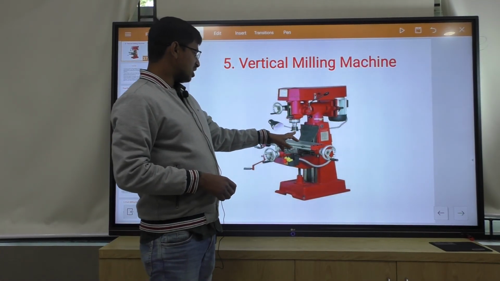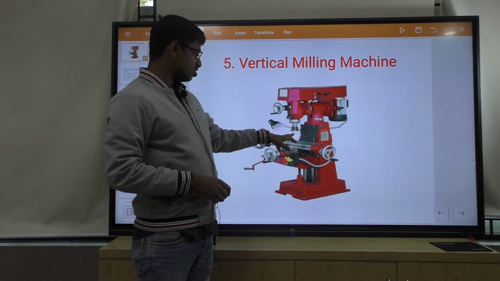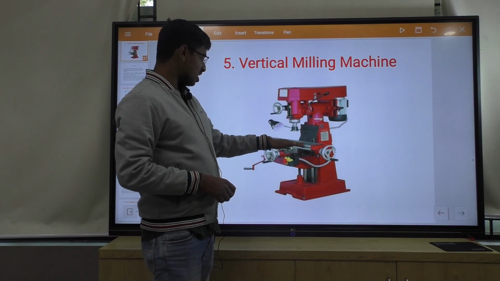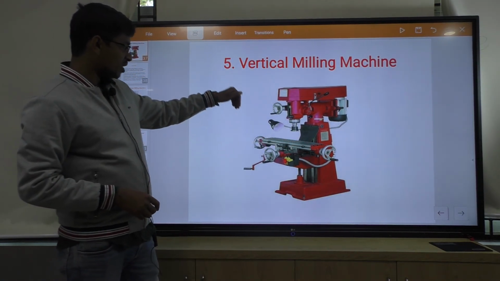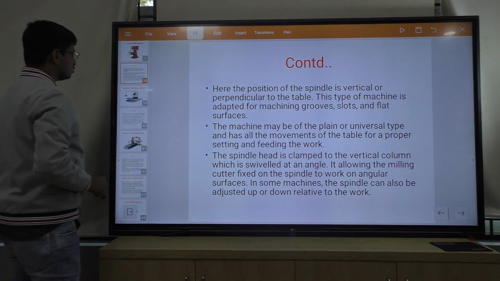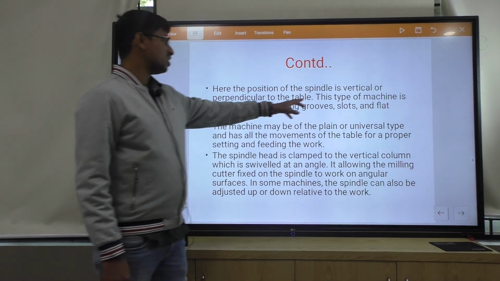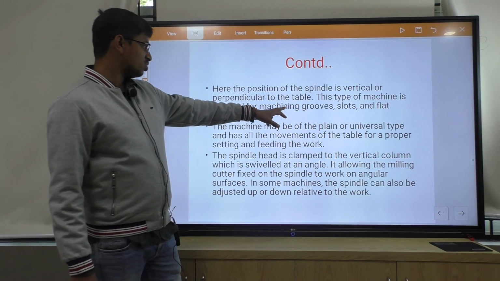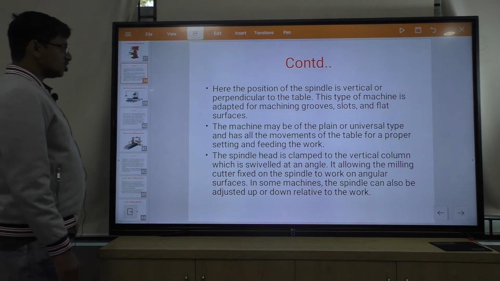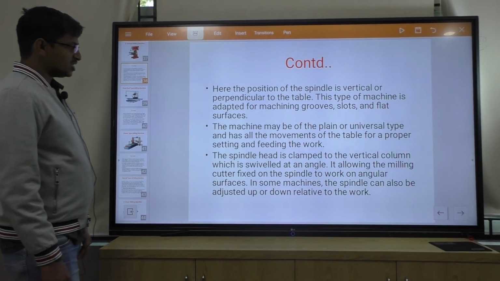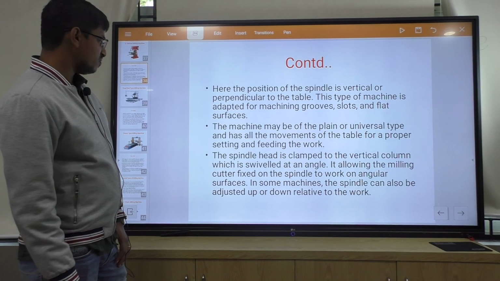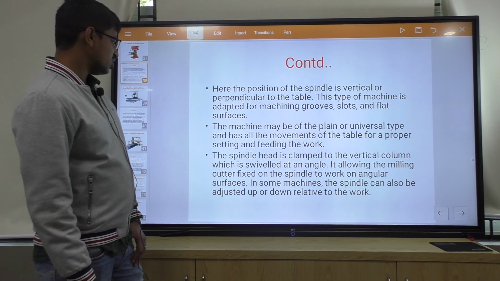In a vertical milling machine, a sleeve is provided to hold the cutter, and the surface is produced perpendicular to the cutter axis. Here the position of the spindle is vertical, or perpendicular to the table. This type of machine is adapted for machining grooves, slots and flat surfaces. The machine may be a plane or universal type and has all the motions of the table for proper setting and feeding of the work.